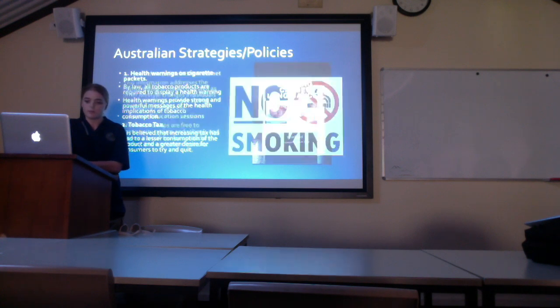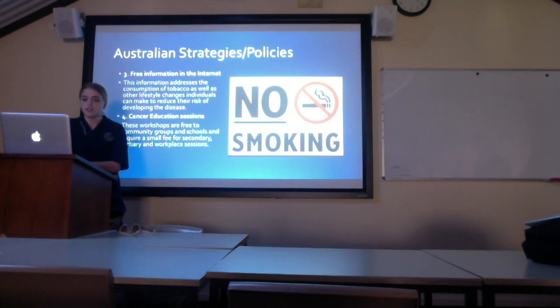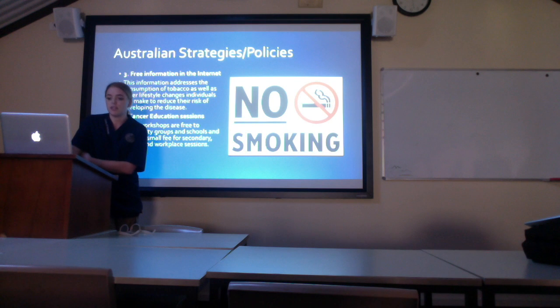Number 3 is free information on the internet. There's an abundance of free information available on the internet about how to reduce the risks of lung cancer. This information addresses the consumption of tobacco as well as other lifestyle changes individuals can make to reduce their risk of developing the disease. An example is Health Direct, which is an Australian government-funded service that provides free government-approved information. It also offers links to other relevant resources and references where the information has come from.